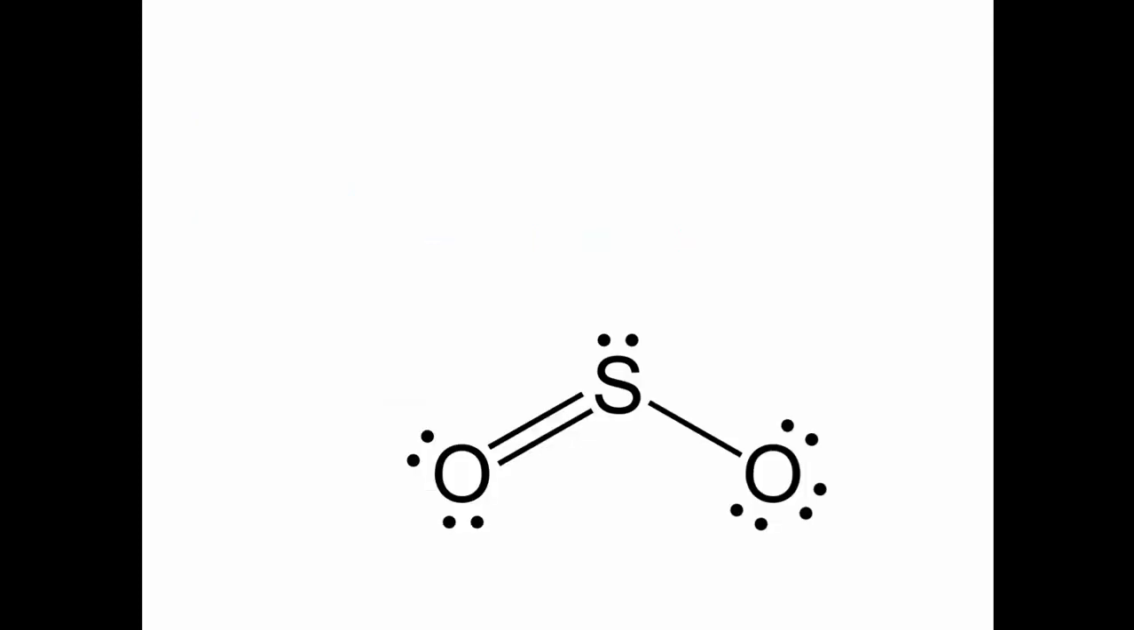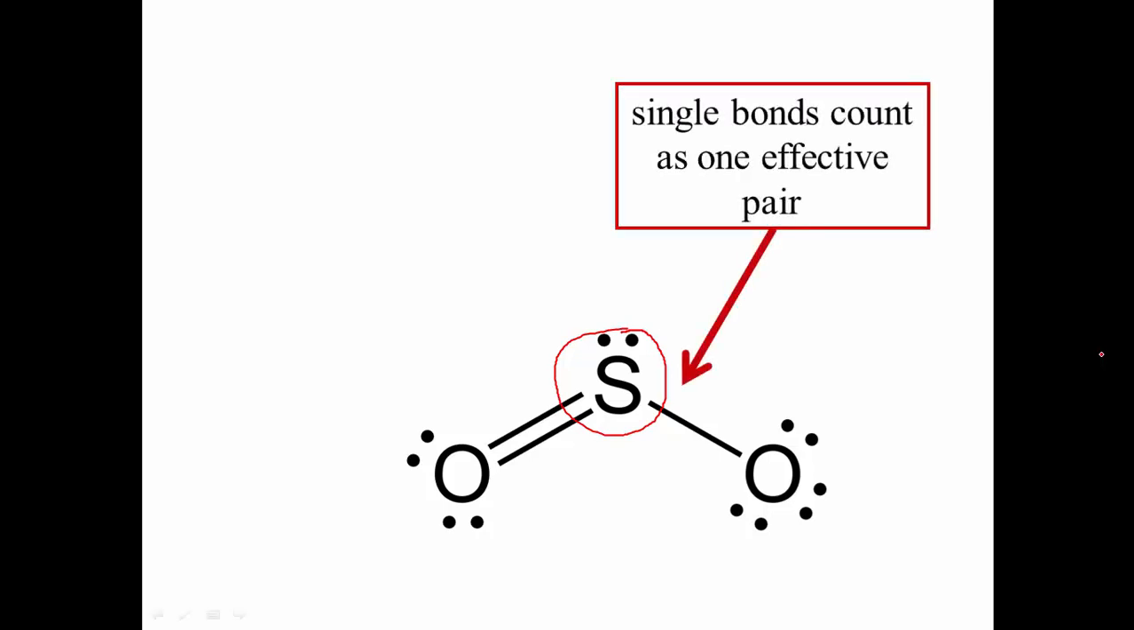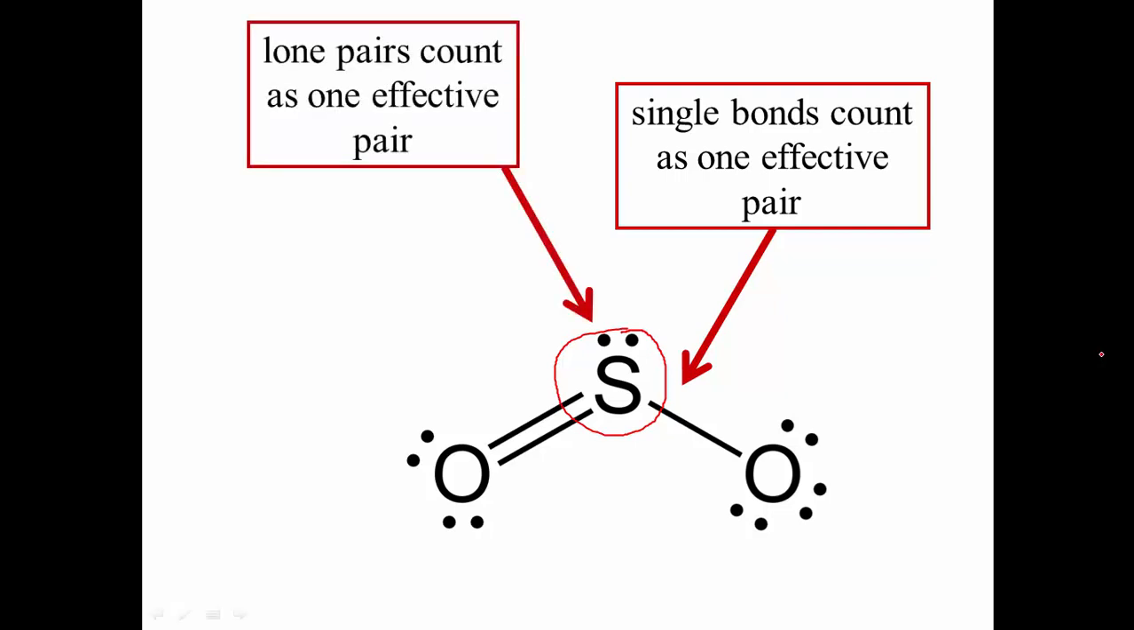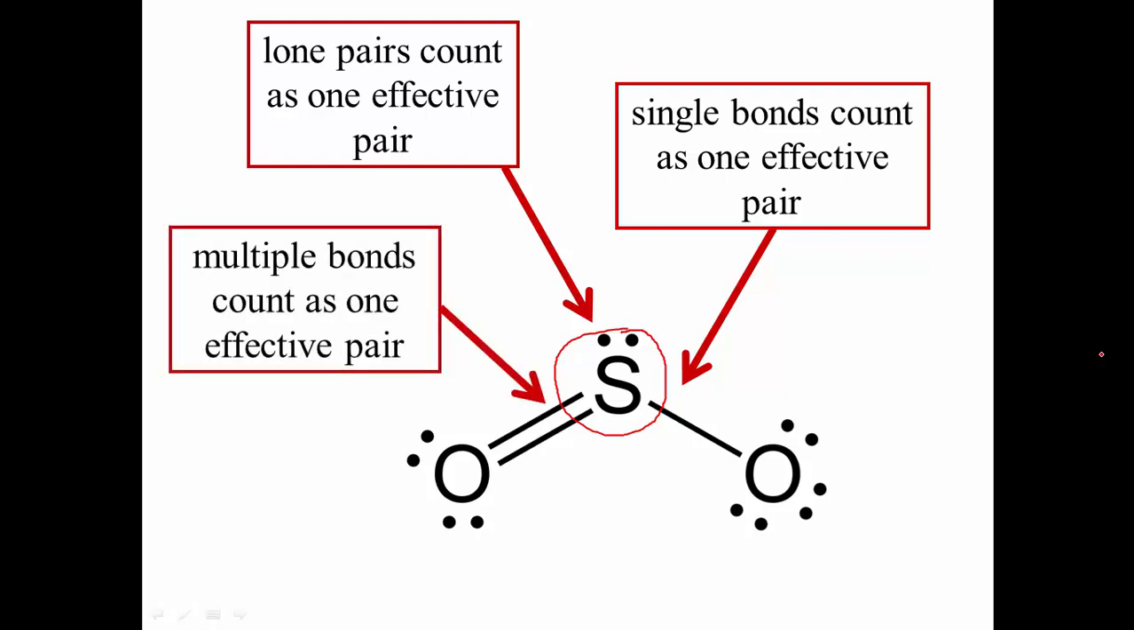So let's look at this structure. If you were counting up to build this, and you're looking at the central atom, it's the number of bonding sites around that central atom, the number of effective pairs. So what counts as an effective pair? Well, a single bond counts as one effective pair of electrons. It's a shared pair. The lone pair counts as one effective pair. It's a non-bonding pair. And the multiple bond counts as only one effective pair. It is not counted as 2 because then that would mess up your geometry. It's in the same space, so we are including it as one effective pair.